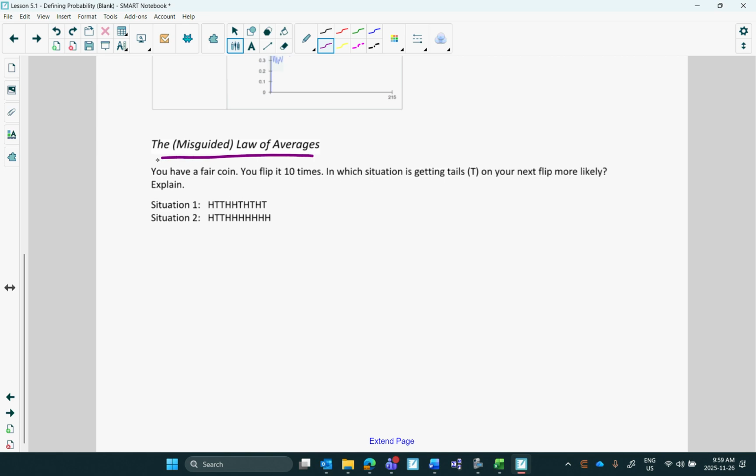This is what gamblers like. It's like, I've lost on the roulette wheel 12 times in a row. The next one has got to be a winner because I've lost so many times. So, what's the probability? Equal chance of tails, in both situations.